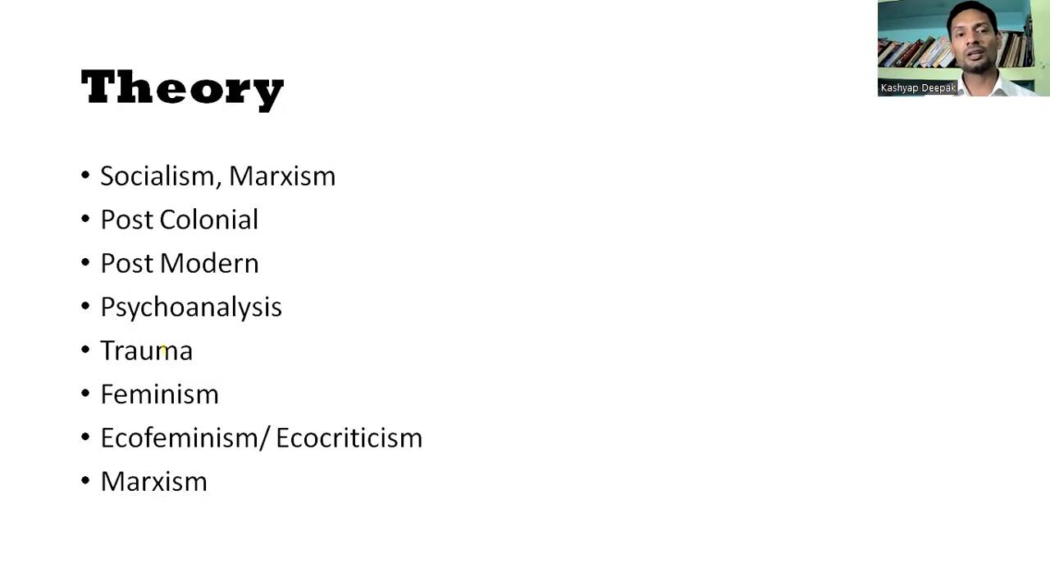It could be socialism, Marxism, post-colonial, post-modern, psychoanalysis, trauma, feminism, eco-feminism, criticism, and other important things, and Sigmund Freud's id, ego, superego, or whatever. But if theory is there, then it would be very easy for you to get admission in a PhD. But if you are going without it, then it would be very hard. So the best way to secure a PhD admission is totally based on your topic. The more strong your topic, the more chances of your selection.